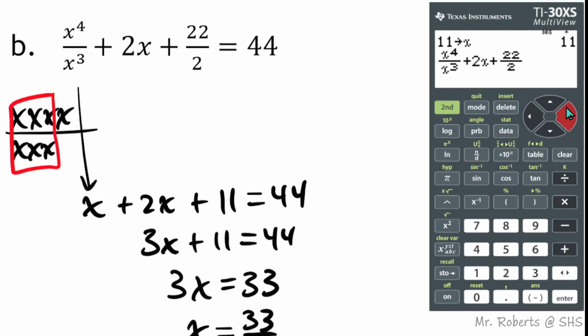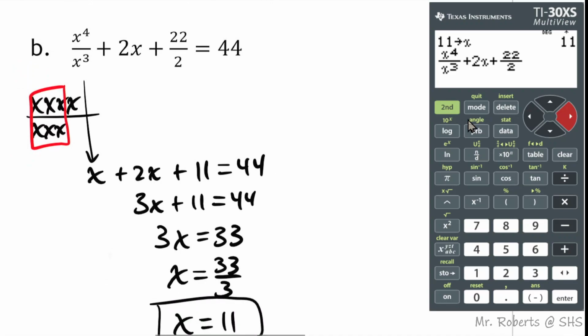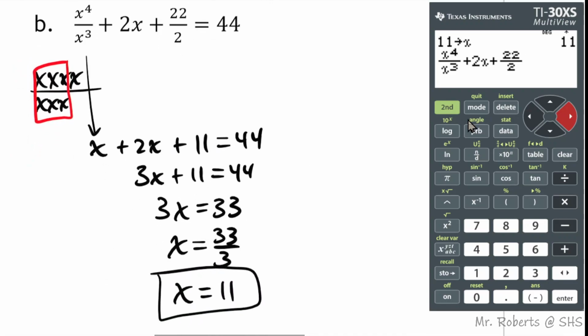Now, the reason why I go back to the original expression all the way is I'm trying to detect if I made some mistake in one of my steps. I asserted that 22 over 2 is 11, but maybe I'm wrong, right? I asserted that x to the fourth over x to the third is really just x, but maybe I'm wrong. So that's why I go back to the original expression, because if anything is messed up here, I'm going to consider the whole thing.